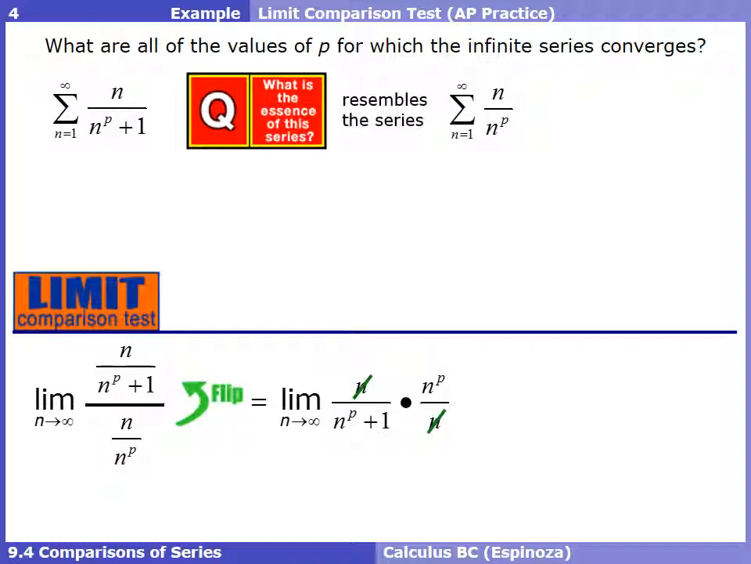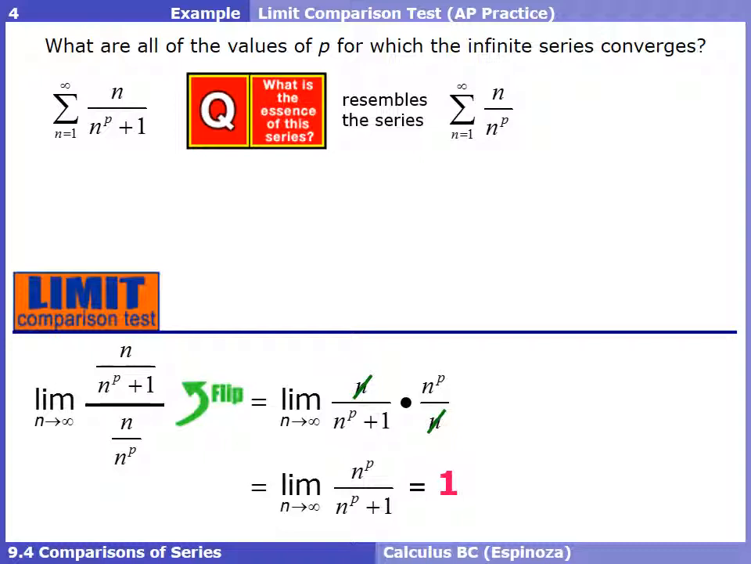When we do that, of course, we can simplify here. The n's will cancel, and then we're just left with n to the p divided by n to the p plus 1, and that we can take the limit of. If you disregard the plus 1 and simplify it, which would just be equal to 1, when we take the limit of 1, of course, that's equal to 1.